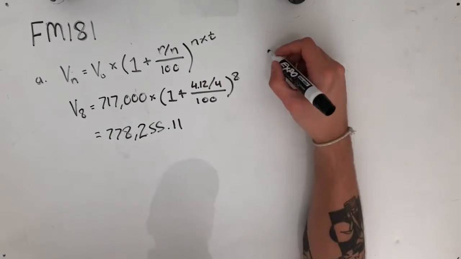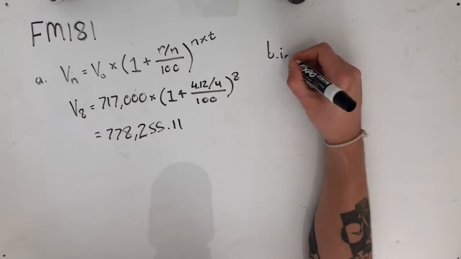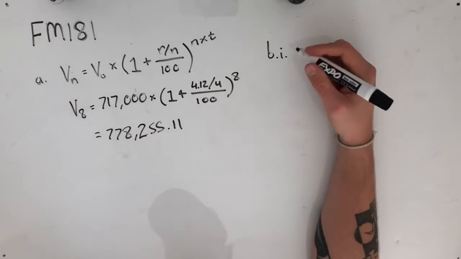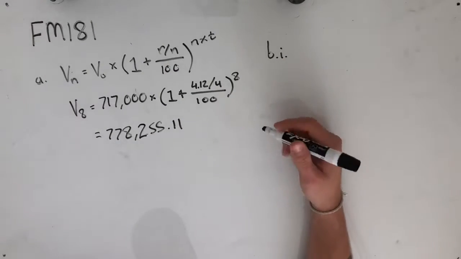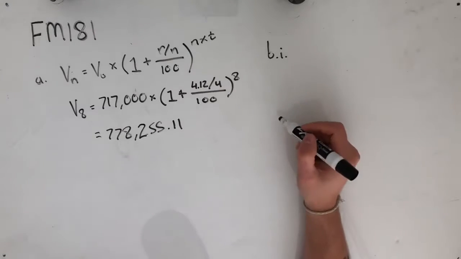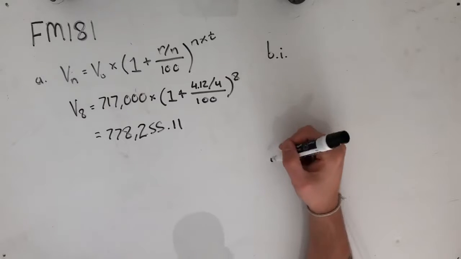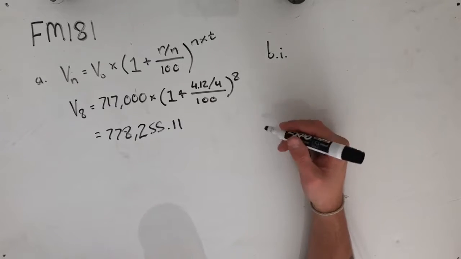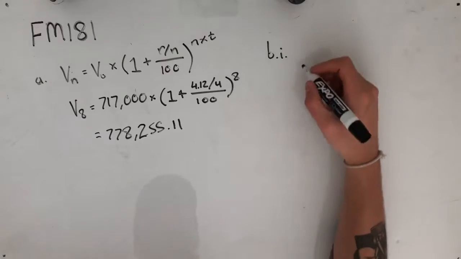Part B, let's start B over here. So part B says, suppose that at the end of each month, Vincent added $1,530 to his investment. So part I says, find the value of this investment immediately after the 4th payment of $1,530 is made. Write your answer in dollars, correct to the nearest cent.